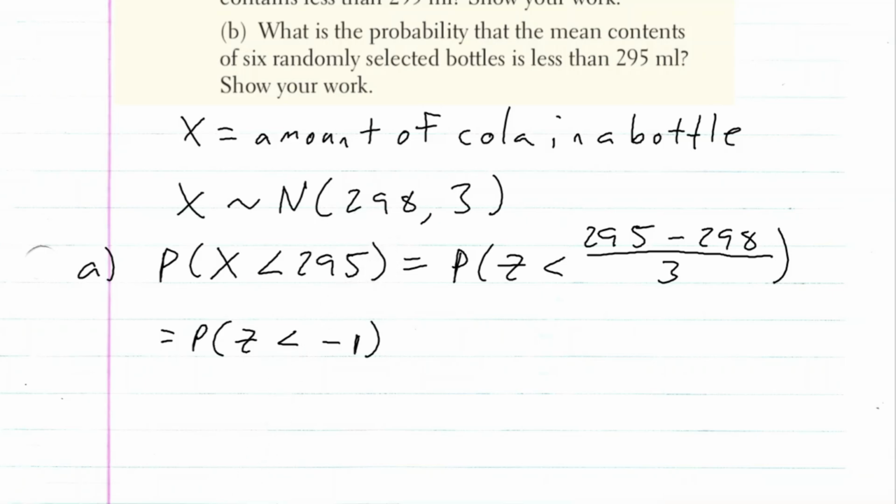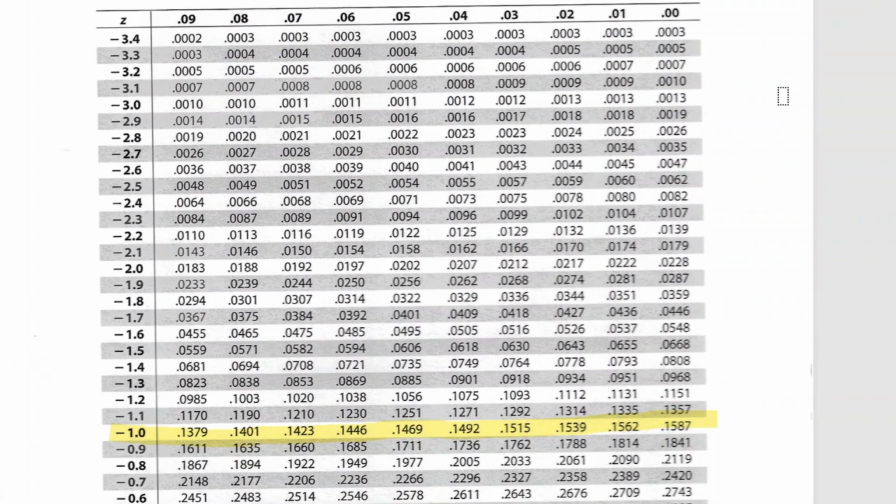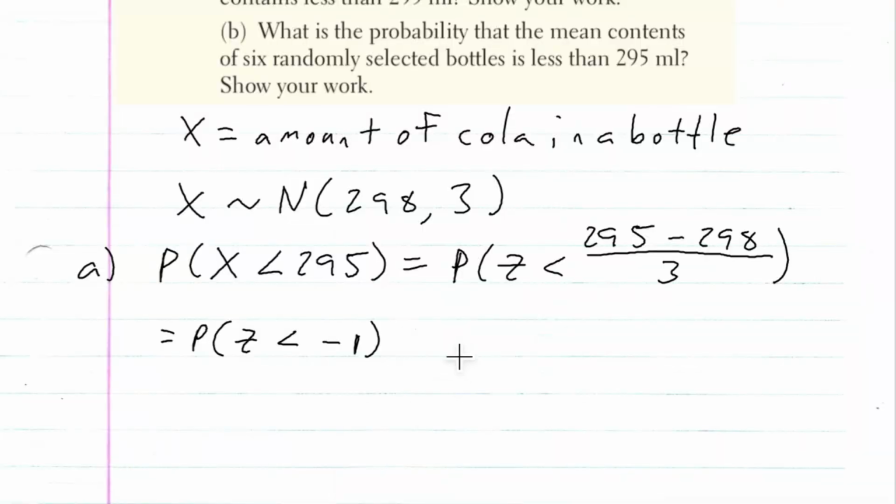So let's go to our table. Okay, so here's our table. So -1 is here, and then 0 here. So it'll be this last column here, right? So it's 0.1587. So if you were to take a random bottle from this factory and its contents were to be less than 295 milliliters, the probability of that occurring would be about 15.8%, right?